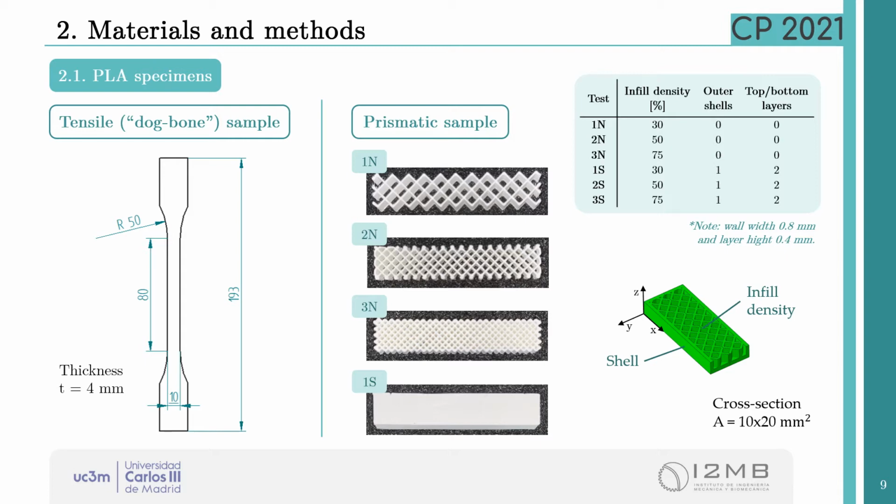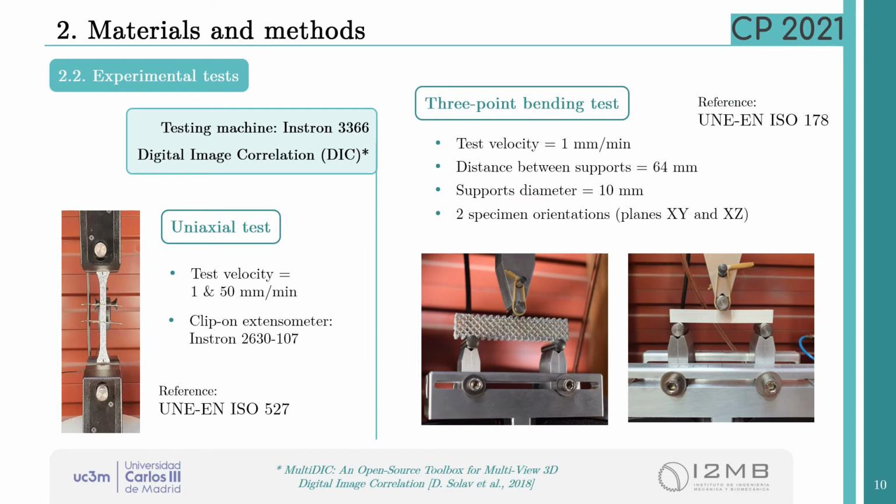To identify each specimen, we have in the table all the different designs we tested in this work. The number of outer shells and number of top and bottom layers are chosen to generate an homogeneous cover around the inner pattern. Now, the experimental tests we developed for this work. We used a universal testing machine to carry out both tests, the uniaxial and 3-point bending tests, and also in both of them the digital image correlation technique has been applied, taking pictures from two spots at a certain frequency and tracking a region of interest to analyze the deformation field during the test.